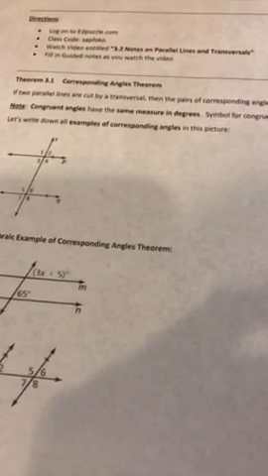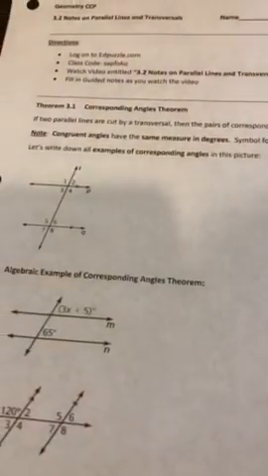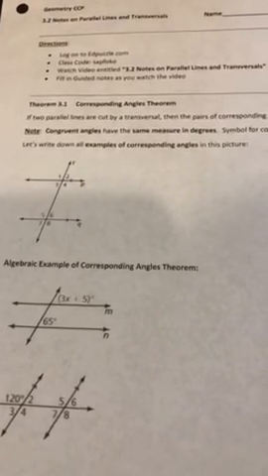Okay, just a quick note, we know that congruent angles have the same measure in degrees. And the symbol for congruent would look like this. It looks like a little equal sign with a tilde on top. Okay, so just make sure you write that down. And let's write down the examples of corresponding angles in this picture.